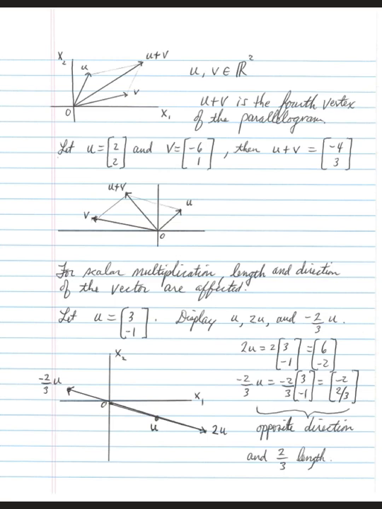Again, negating is opposite direction. Scalar is affecting the length. And then you just compare it to your base model u.